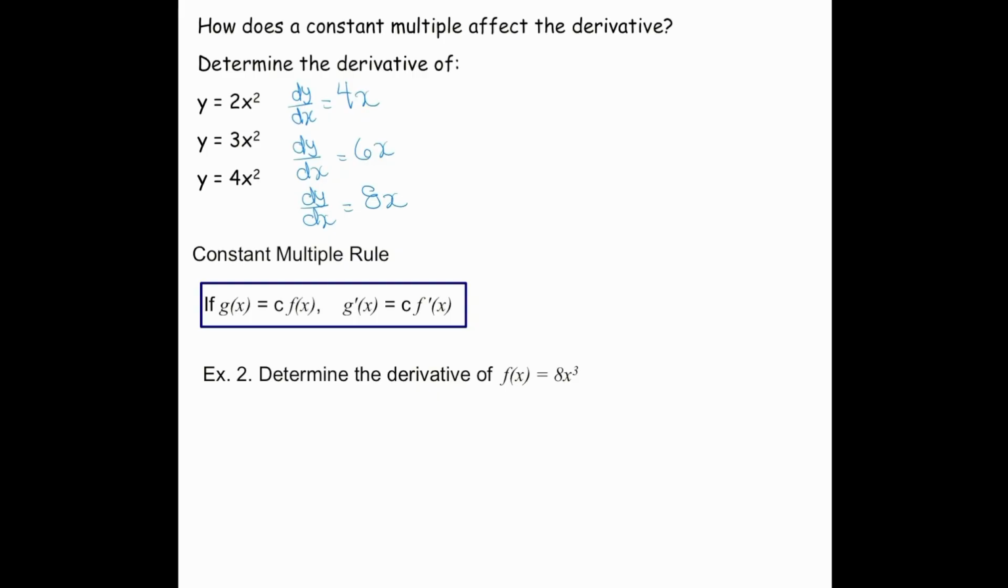So let's look at another example. Determine the derivative of f of x equals 8x cubed. I want you to pause the video and give it a try because I think you've got it figured out by now. Okay, here we are back.